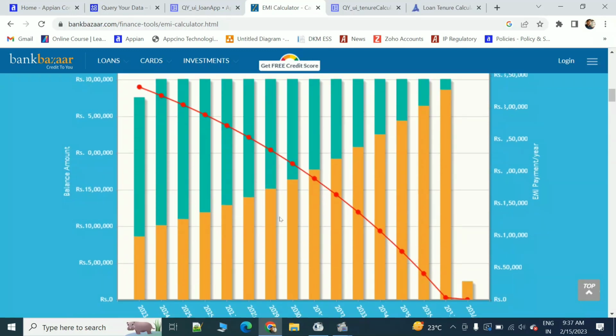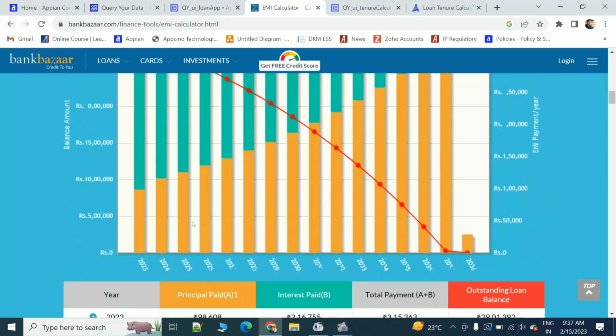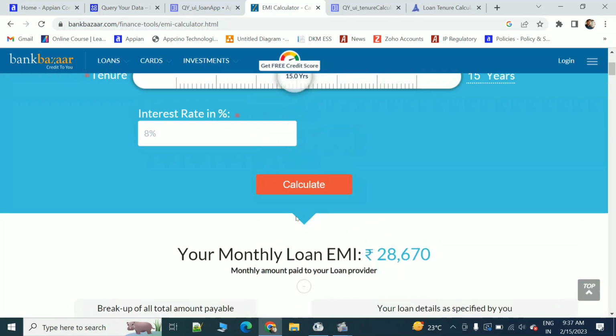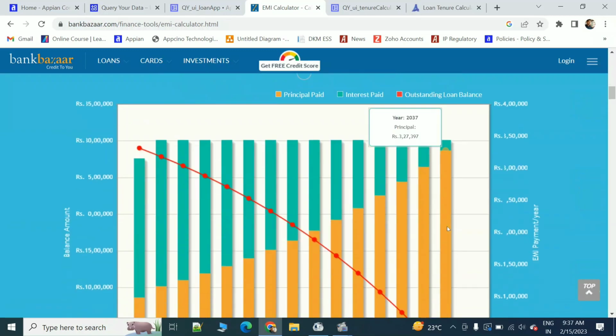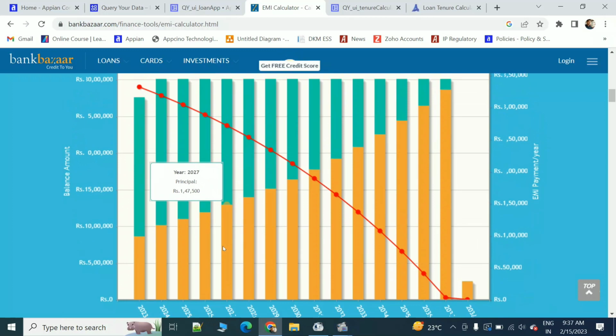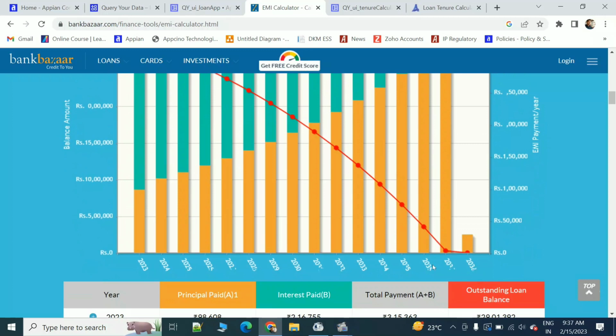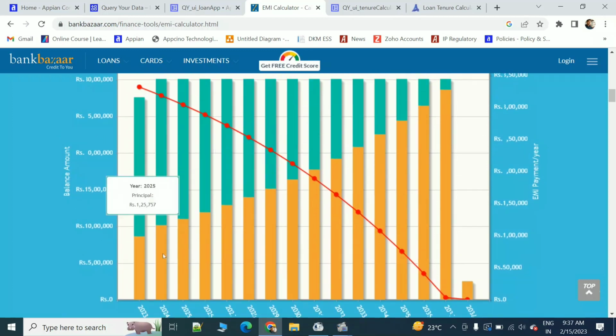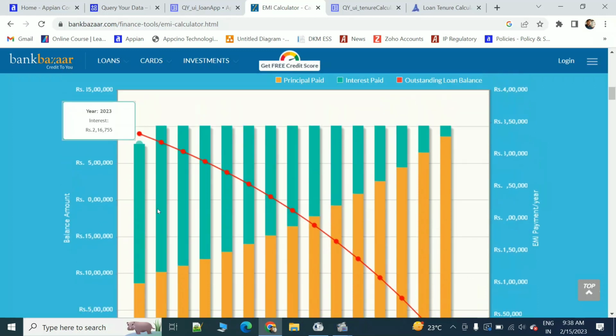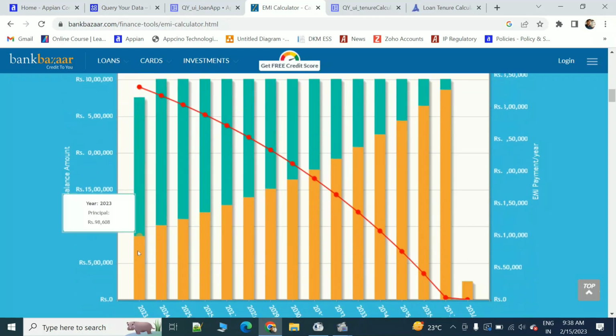In this chart you can see that if you are taking your loan amount for 15 years, then this chart will show you the complete information from 2023 to 2038, 15 years of information. In the first column chart, you will see that the orange shade is showing the principal amount and the green bar is for the interest amount. So in the initial year, principal amount is smaller and the interest amount is greater.